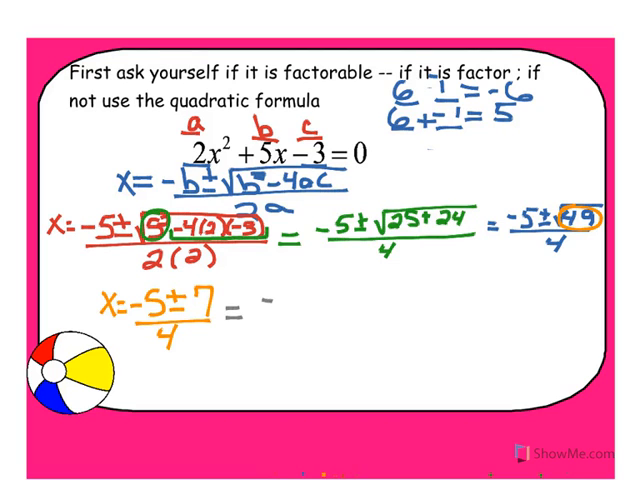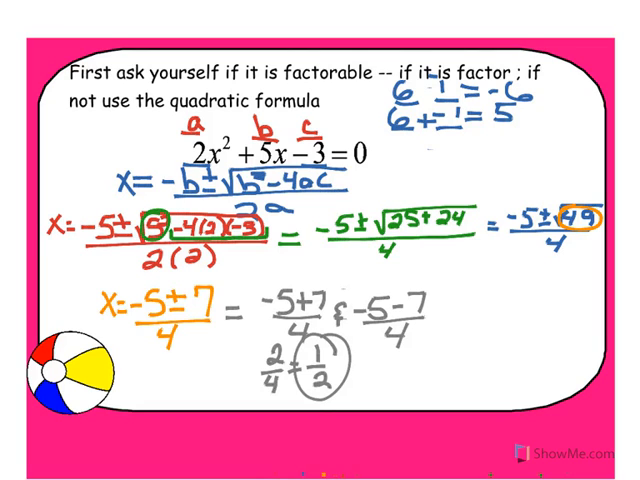So we can simplify. We want -5 plus 7 over 4, and we want -5 minus 7 all over 4. So let's simplify that. -5 plus 7 is 2. 2 over 4 equals 1/2. So one of my x-intercepts is at 1/2. If I simplify -5 minus 7, that is -12. -12 over 4 is -3.